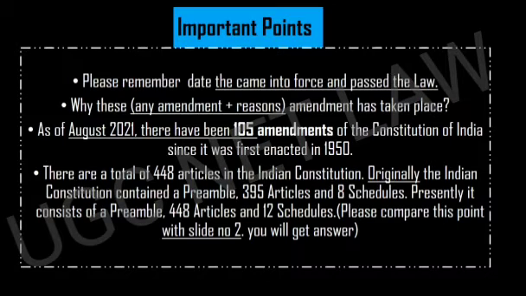As of August 2021, there have been 105 amendments of the Constitution of India since it was first enacted in 1950. There are a total of 448 articles in the Indian Constitution. Originally, the Indian Constitution contained a preamble and only 395 articles and 8 schedules. Now it presently consists of the preamble, 448 articles and 12 schedules. Please compare these points with the earlier slide number 2 where you will get the answer very clearly.